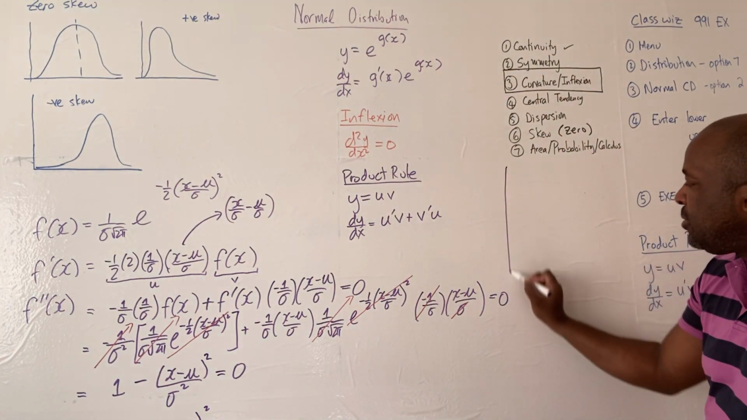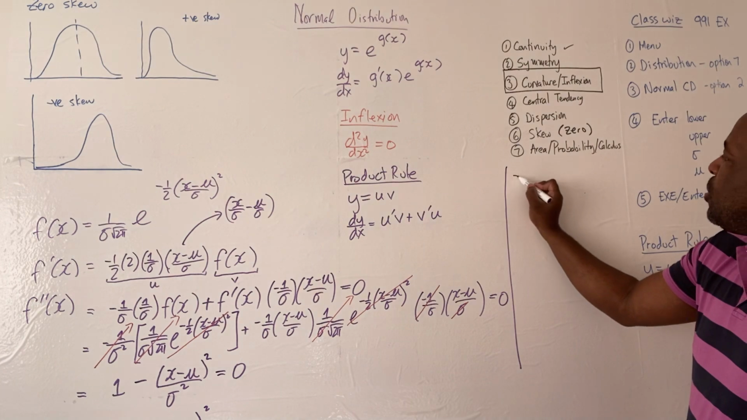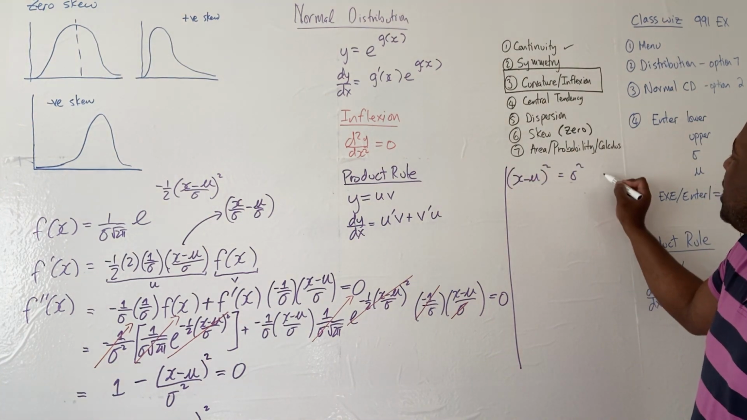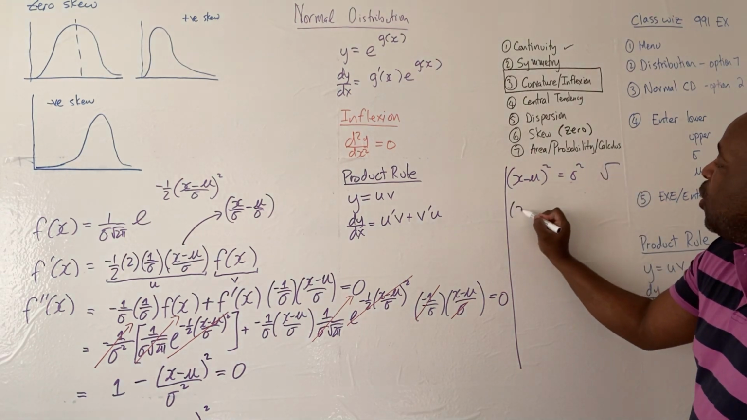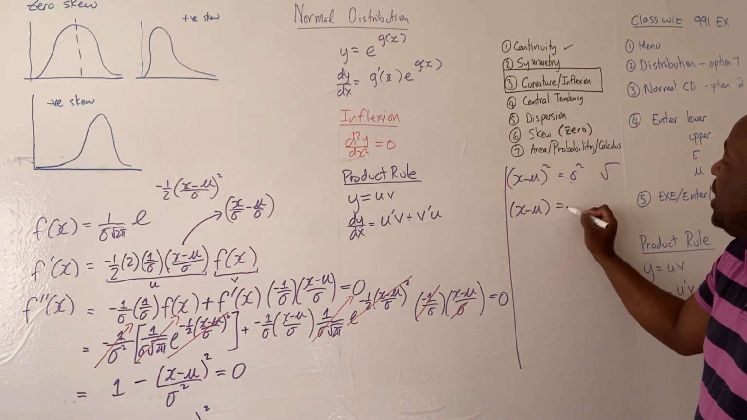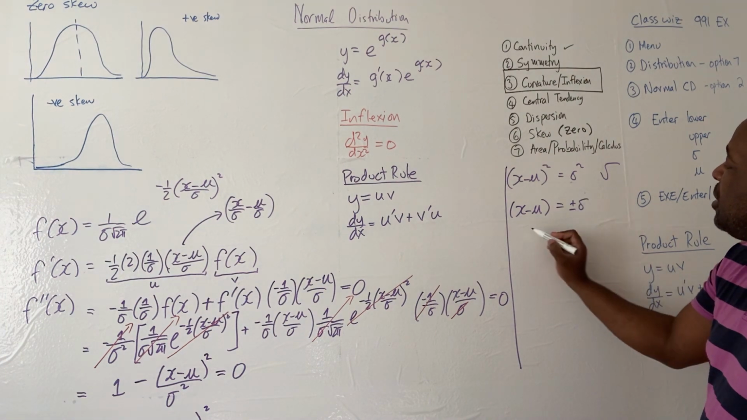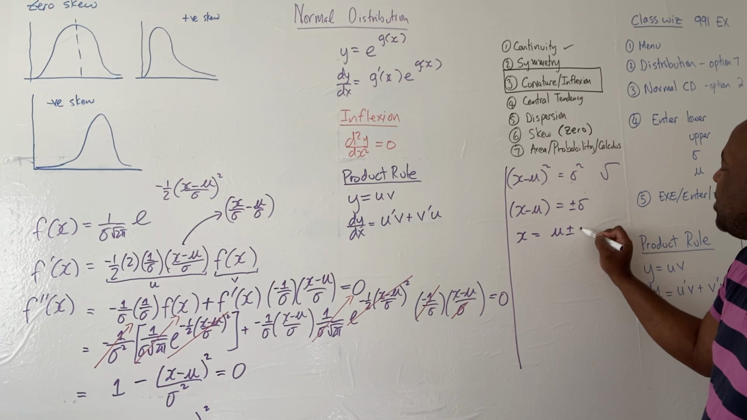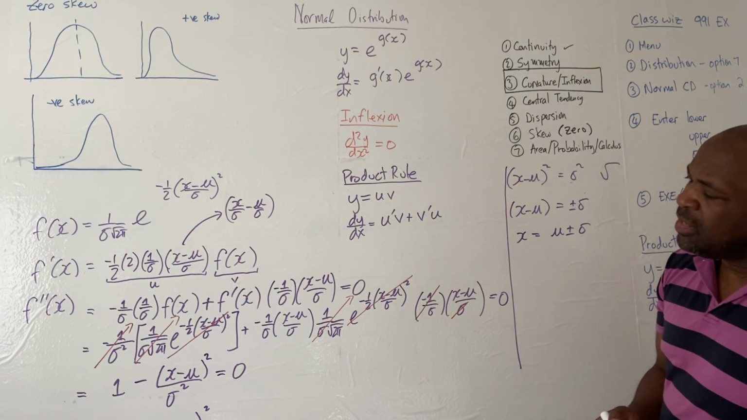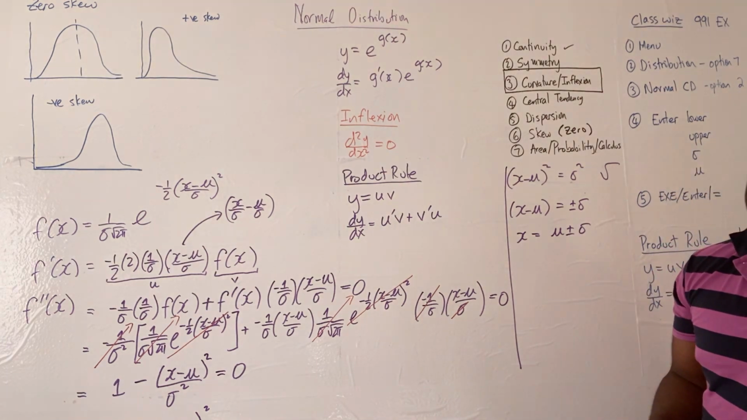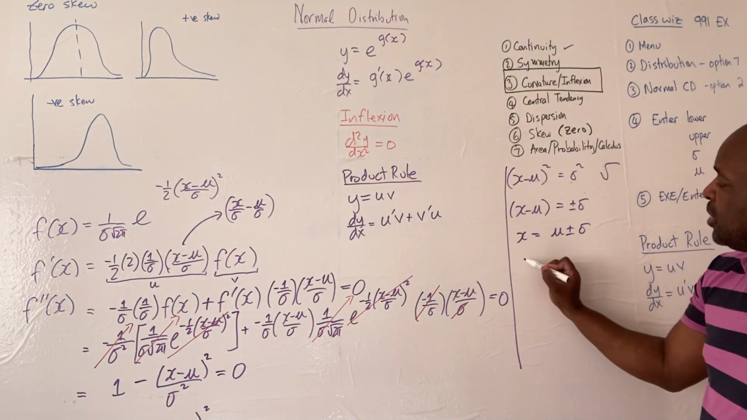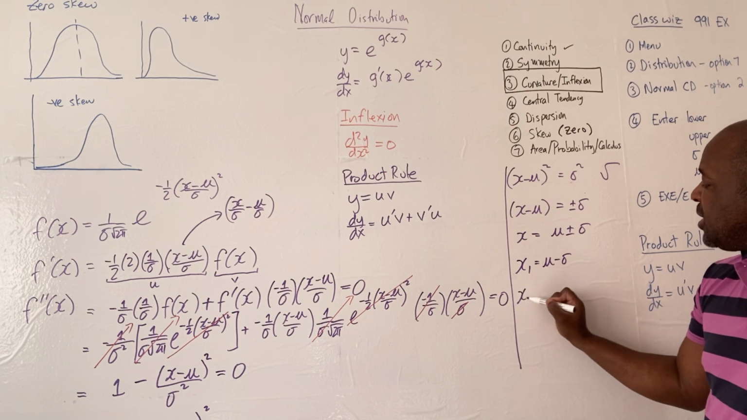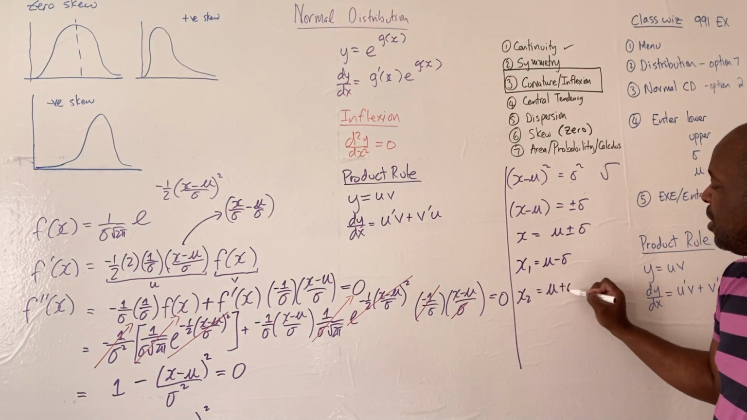So continuing. x minus mu all square is equal to sigma square. Taking the square root of both sides, we have x minus mu is equal to plus or minus sigma. Therefore, x is equal to mu plus or minus sigma. And there ends the derivation of the x coordinate of the turning point. So we have x1 equal to mu minus sigma, and x2 equal to mu plus sigma.